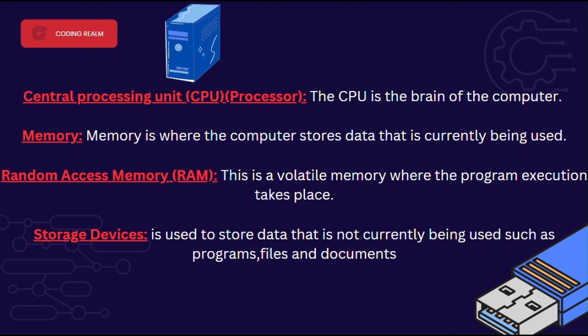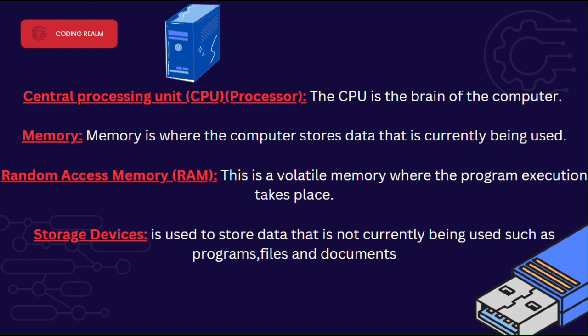Second, the central processing unit, or the CPU, also named the processor. The CPU is the brain of the computer. It's responsible for processing all the data that the computer receives, coming from a user, for example, or a software. Third, memory. Memory is where the computer stores data that is currently being used.